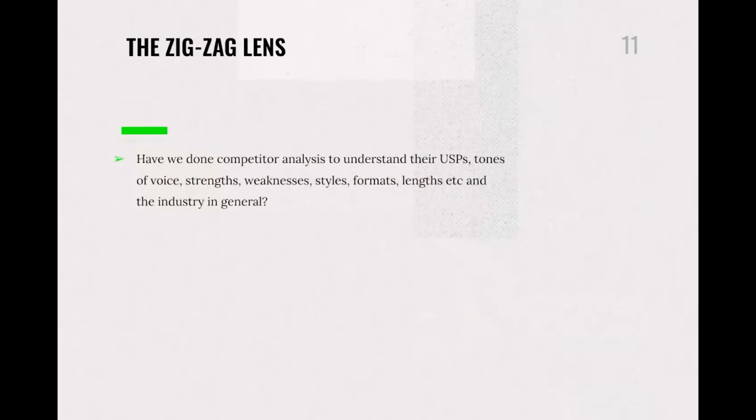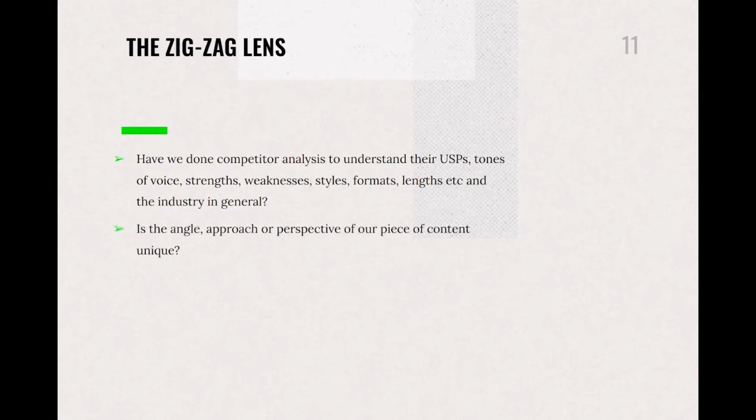Here are some of the things you should think about. Have we, or the company you're working with, done competitor analysis to understand their USPs, their tones of voice, the strengths, weaknesses, styles, formats, lengths, etc., of their competitors and the industry in general? That's the first way. In order to zig while the industry zags, you need to understand what that zagging is. What are the commonalities across the industry? Once you've done that competitor analysis, you can start differentiating.